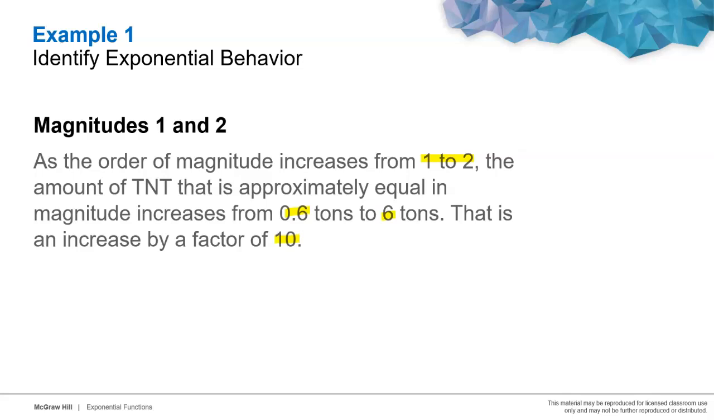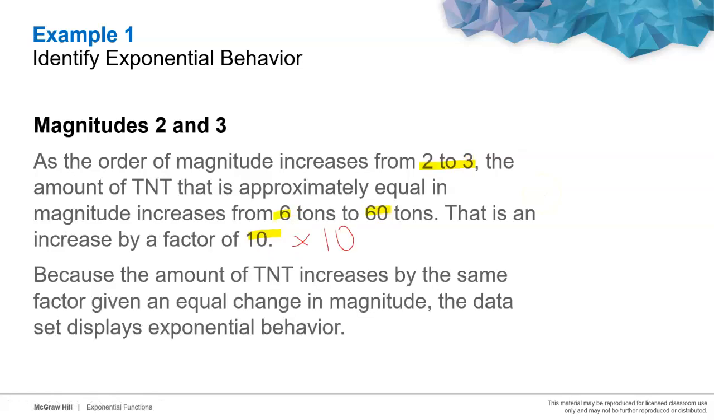Notice as the order of magnitude goes from 1 to 2, that the TNT increases from 0.6 to 6 tons, or it's gone up by a factor of 10. Now find the section right below that that says magnitudes of 2 and 3. And notice that when the magnitude goes from 2 to 3 in the table, the amount of TNT goes from 6 tons to 60 tons, or again, increases by a factor of 10. And when we say a factor of 10, what does that mean? It means we're multiplying by 10.